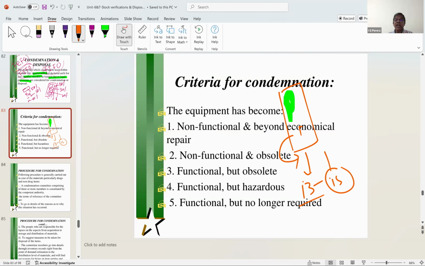When you are buying this kind of technical items, you have to buy at least 2-3 years into the future.